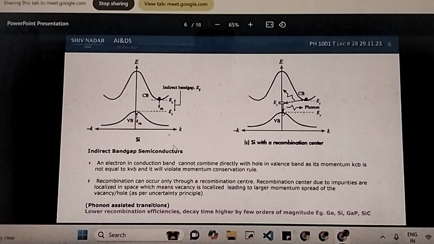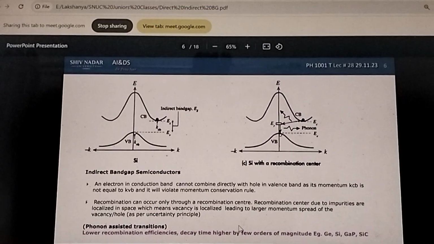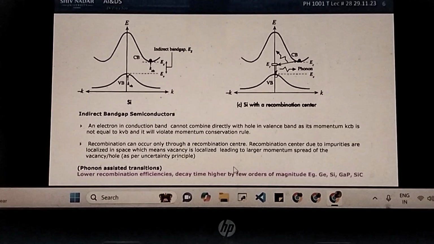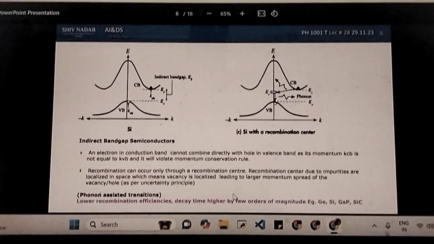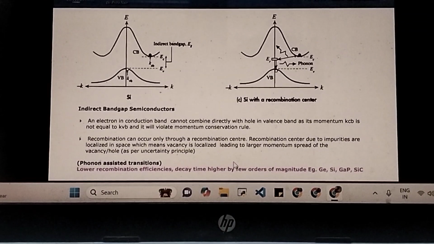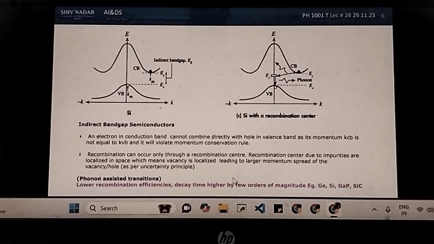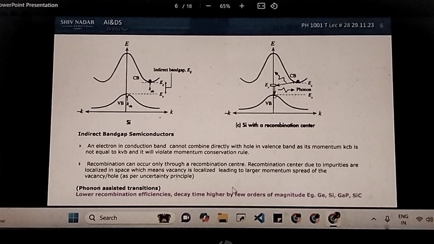What is the problem with that traveling is, the time taken becomes a little more in case of an indirect bandgap semiconductor. This topic we don't really go into much depth. It's not an in-detail part of our syllabus. We just need to know the definition of direct and indirect bandgap.